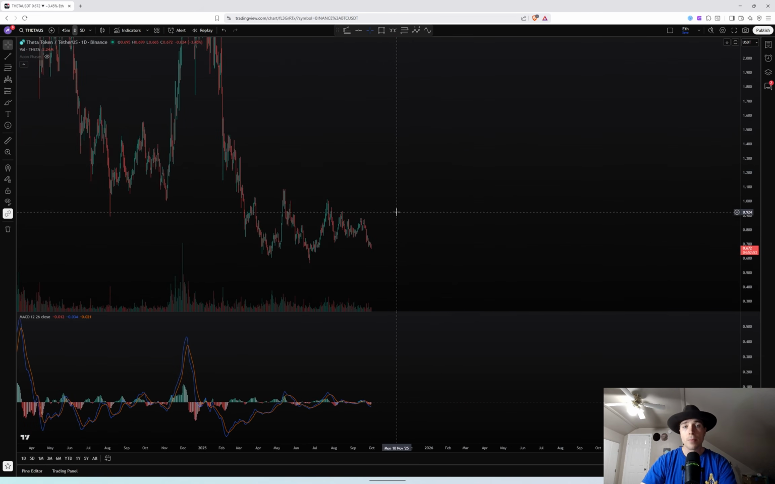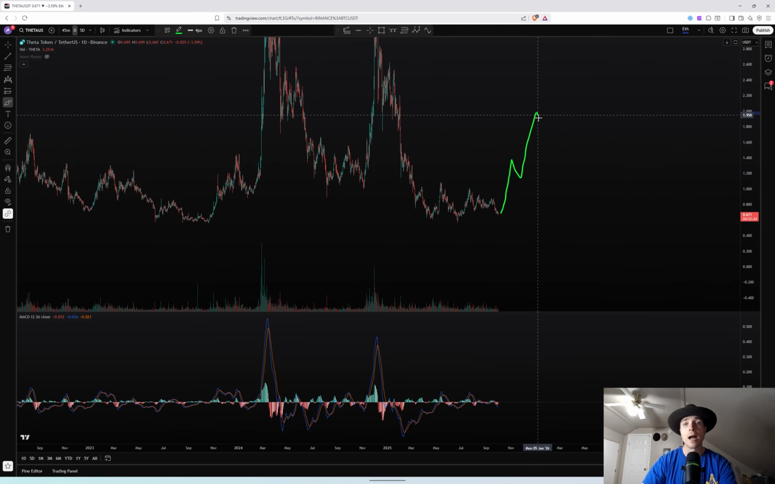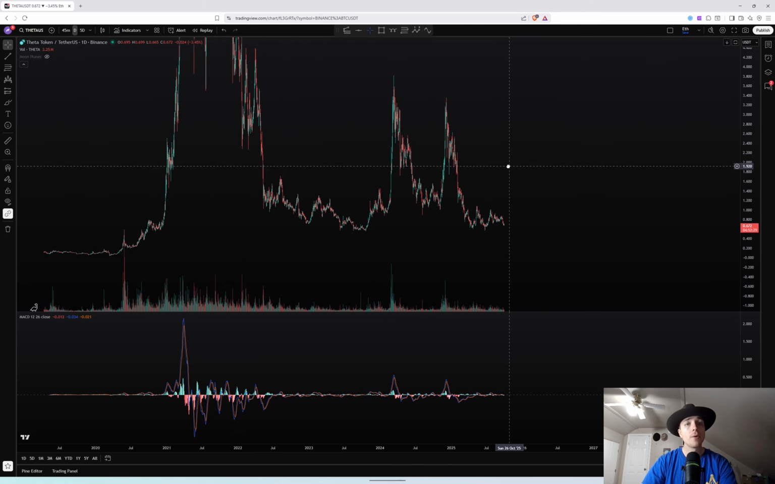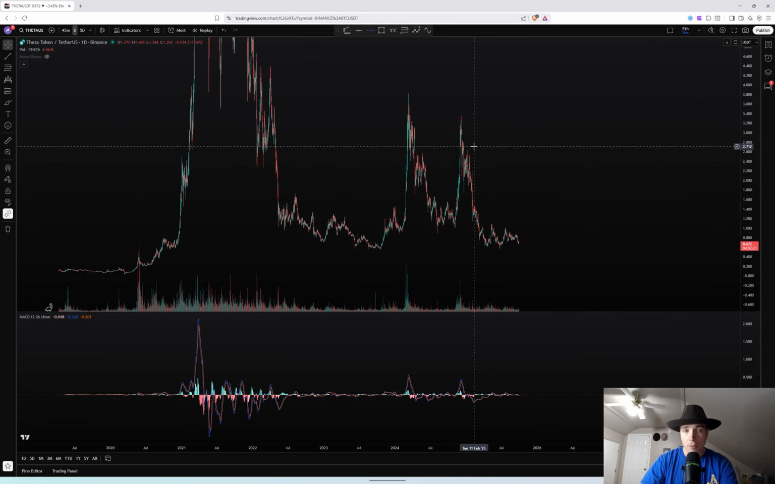So if we start to break out based on this inverse head and shoulders, then we would start to see a bigger picture reversal taking place, and it would lead to a lot more upside in the short term, as well as the bigger picture here for Theta. So it's one of my favorite patterns. I've seen it a lot in crypto. It's been very profitable, very fun to play, and a very, very successful pattern that you can trust in the crypto markets.